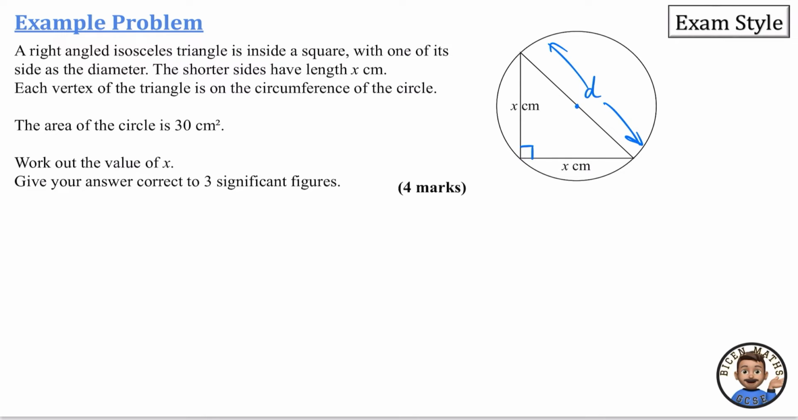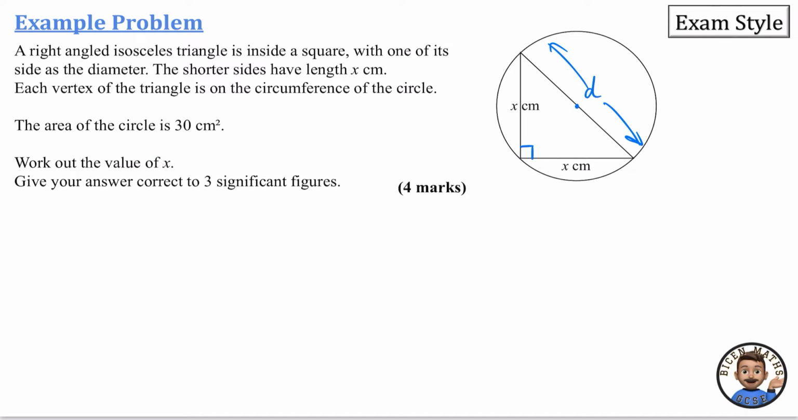The shorter sides have length x, great, I can see that. And each vertex of the triangle is on the circumference of the circle. Here, here, and here, it's touching the outside. And it says that the area of the circle is 30 centimetres squared. Work out the value of x, give your answer correct to 3 significant figures.